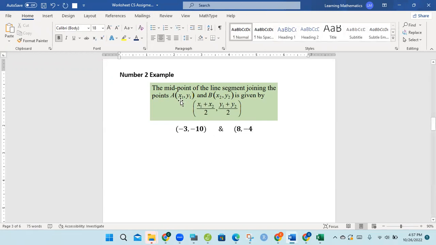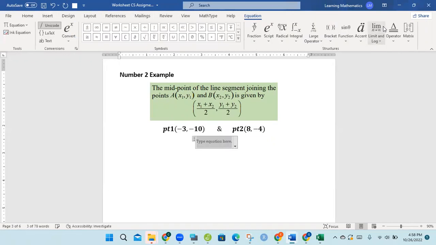Now the formula says x1 and y1, x2 and y2. So we can call this point number 1, and we can call this point number 2. Within a bracket, close bracket. Right. So now, we need to label the coordinates, so to substitute properly into the formula. So we have to identify which coordinate is x1.